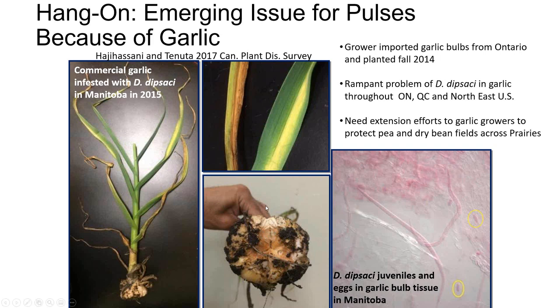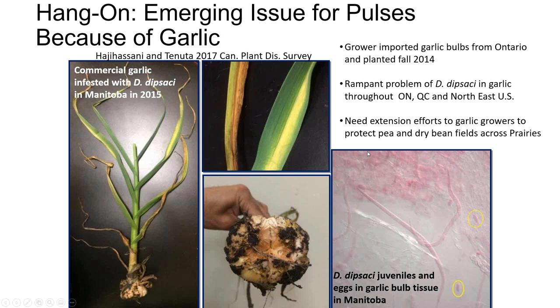So you go to something else that's a non-host, okay? But I think here we need this, really, to open my eyes and say, whoa, we need to get the word out to pulse growers and also to garlic growers to be careful. We don't really want to mix garlic with our other crops, particularly pulse crops, for fear of transferring this nematode to our pulse crops. Okay, so I think this is really important.